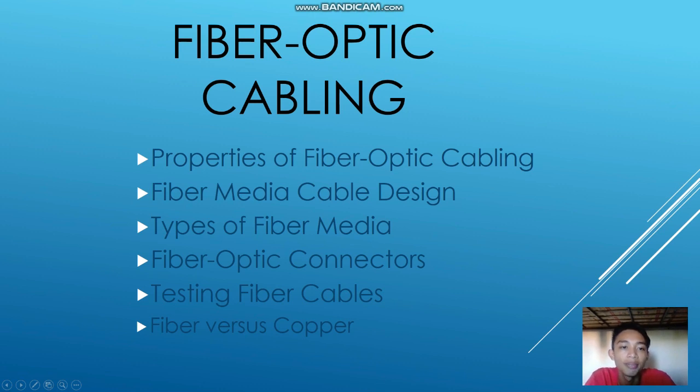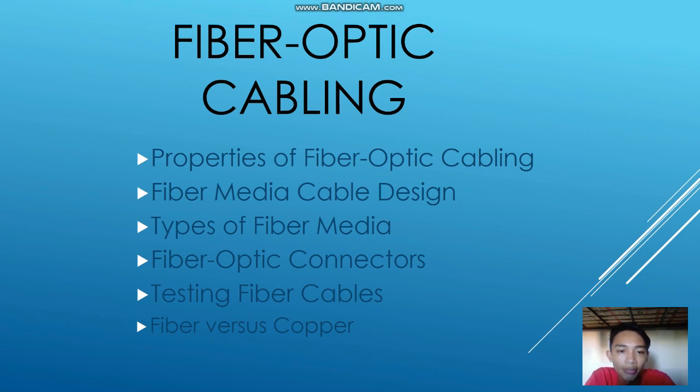Fiber optic cabling. The properties of fiber optic cabling. Optical fiber cable transmits data over longer distances and at higher bandwidth than any other networking media. Unlike copper wires, fiber optic cable can transmit signals with less attenuation and is completely immune to EMI or RFI.